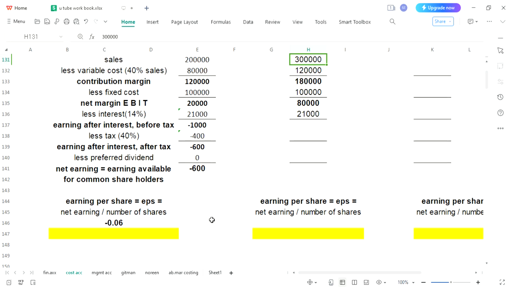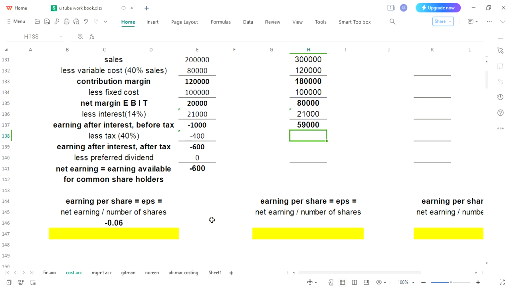So where we were supposed to calculate our amount of interest, 21,000, we are now going to calculate earning after interest by subtracting interest from EBIT. So your EBIT is 80,000. You will subtract the amount of interest, which is 21,000.